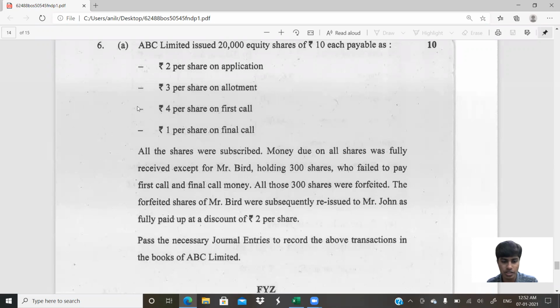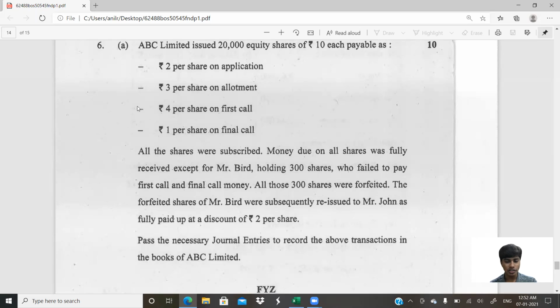Okay, guys, let's do this. How many shares? 20,000 equity shares. Nominal value 10. 2 plus 3, 5, 5 plus 4, 9, 9 plus 1, 10. So, no premium, no discount. Discount is not possible, but okay, no discount, no premium. Perfect. All the shares were subscribed.